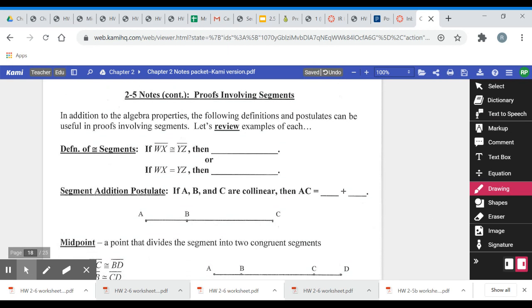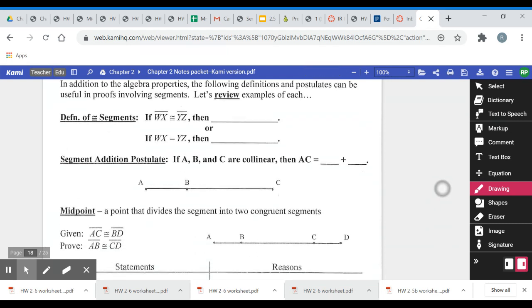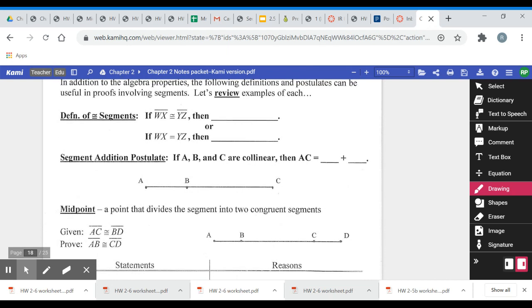And then there's just a couple of reminders up here at the top. It says, in addition to the algebra properties, the following definitions and postulates can be useful in proofs involving segments. Let's review. Some of these we already kind of reviewed. So I'm just going to fill that in real quick, that if there's a congruent symbol, we can switch it to an equal sign and drop the line segment symbols on top. Or if it's an equal sign, you can switch to the congruent symbols and the line segment symbols on top.